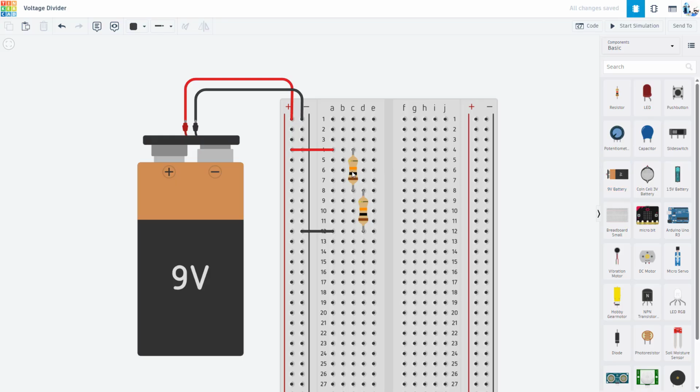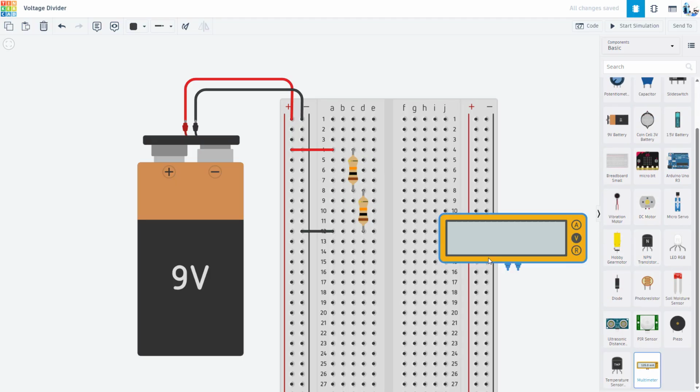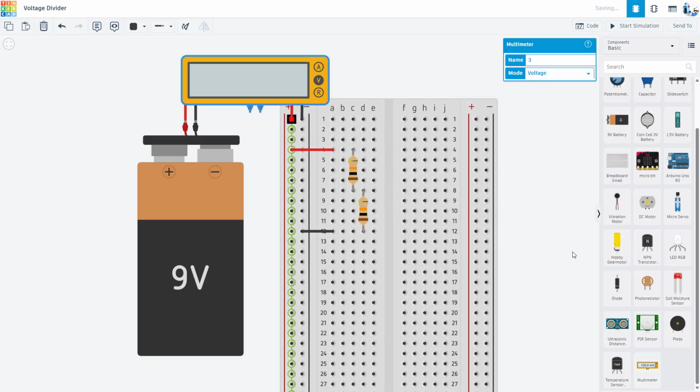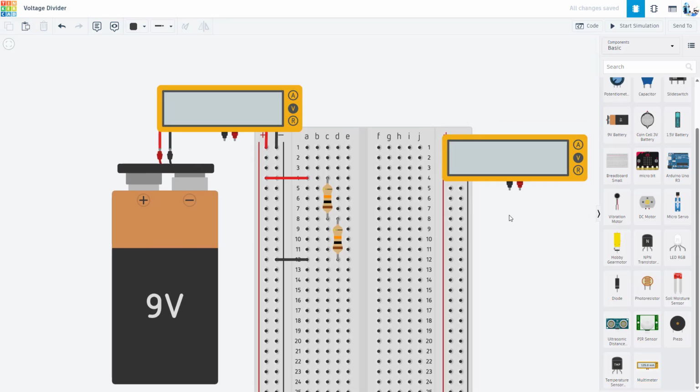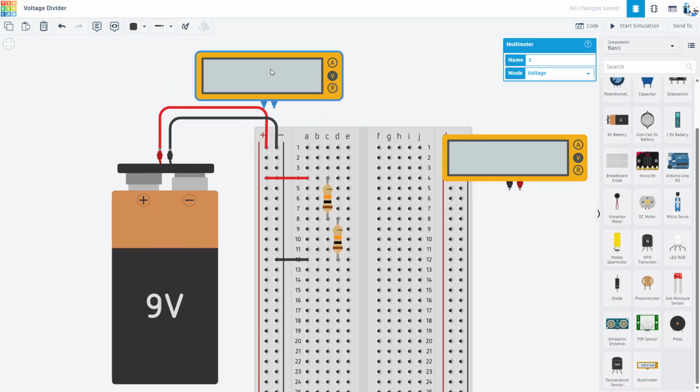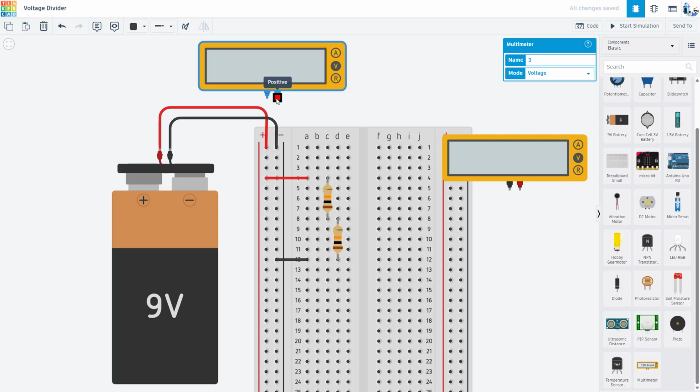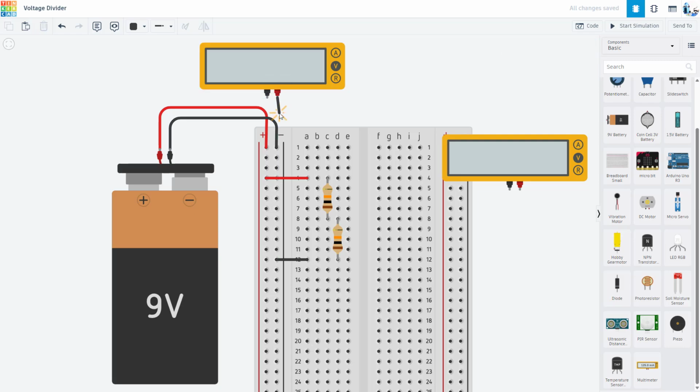So when building a physical circuit, odds are if you're working at an electronics bench in an electronics lab, you will only have one multimeter available. The nice thing about Tinkercad is we can add as many multimeters as we want to see both the input and output of a circuit at the same time. So I'm going to connect one of these very simple multimeters to measure my input voltage.